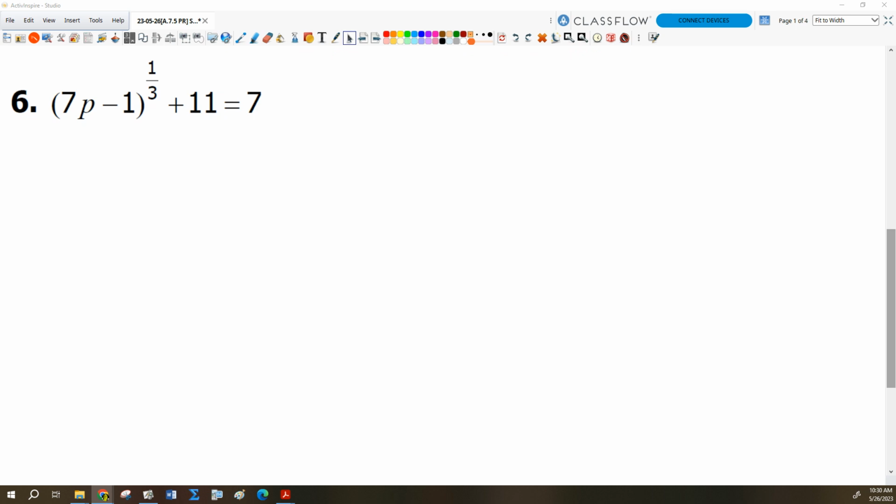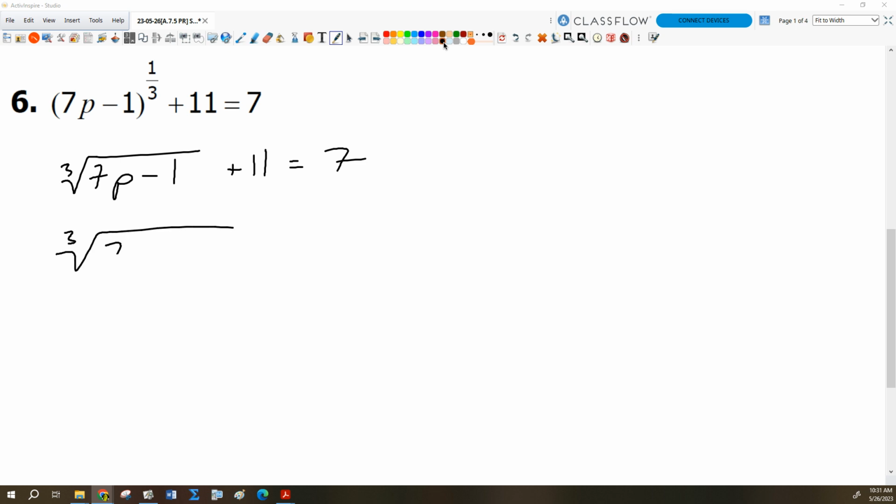I mean, not really. We can if we want to, but you don't have to. Yes? Okay, yeah, we'll talk about that. Good question. So let's just rewrite this as a cube root, even though we don't really have to do this, right? We could rewrite this as the cube root of 7p minus 1 plus 11 equals 7. Okay, so first step would be to subtract 11. And we end up with the cube root of 7p minus 1 equals negative 4.